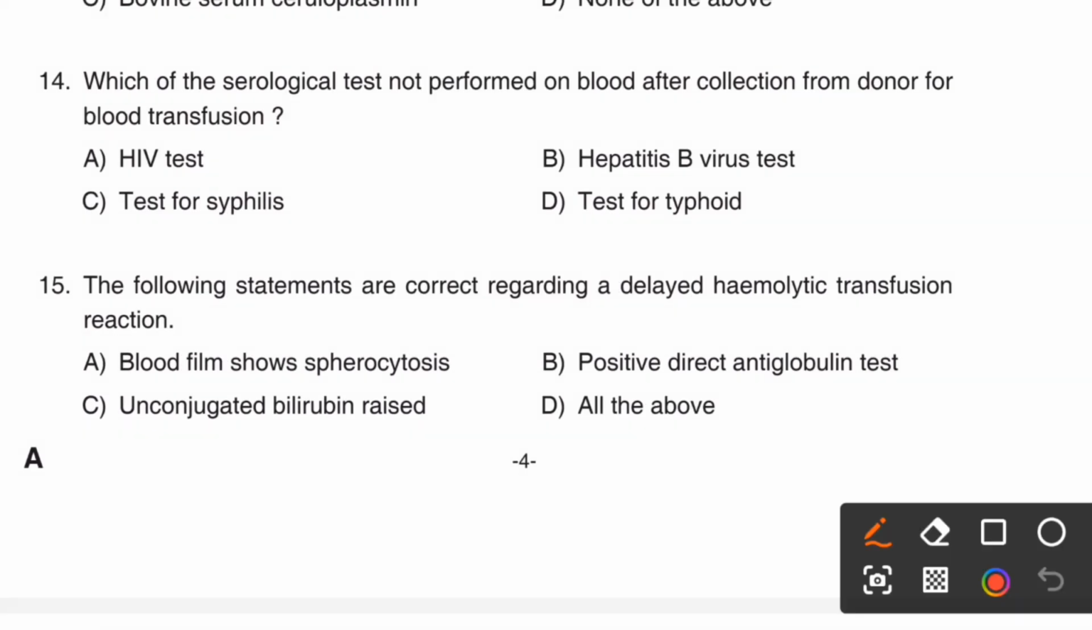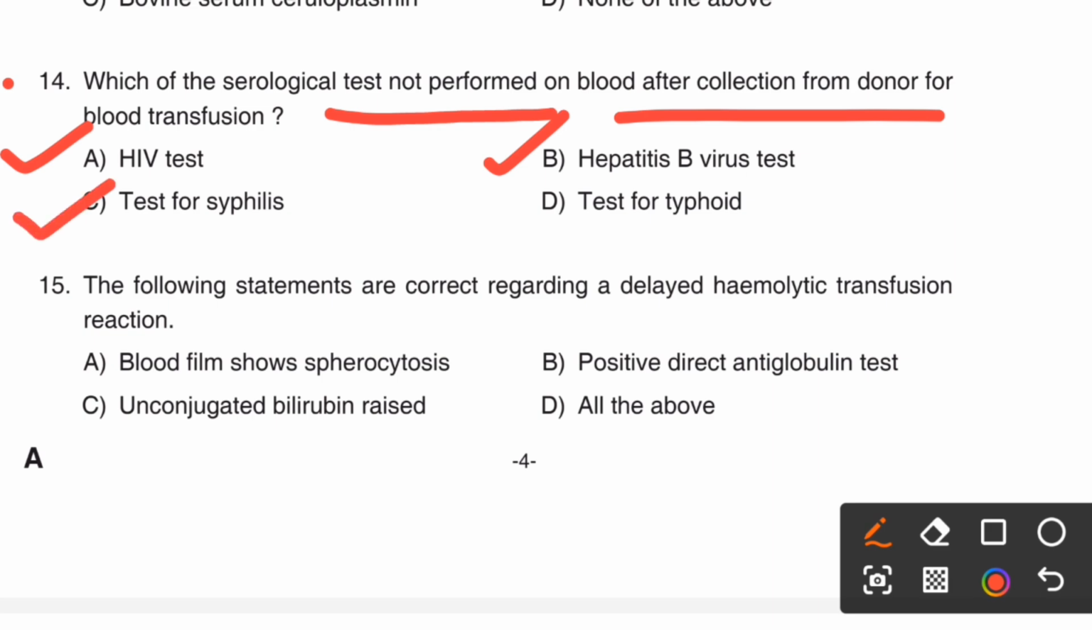Next one, which of the serological tests not performed on blood after collection from donor for blood transfusion? HIV test, hepatitis B virus test, test for syphilis, test for typhoid. Before transfusion, HIV test, hepatitis B virus test and test for syphilis will be done, but the test for typhoid will not be performed before blood collection for donor selection. So the right answer is option D.